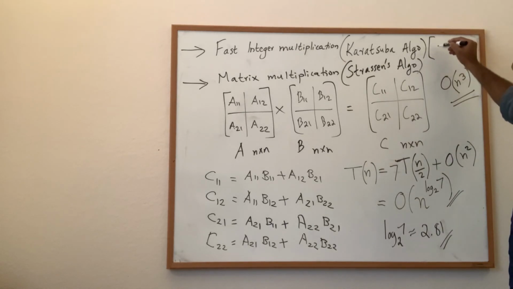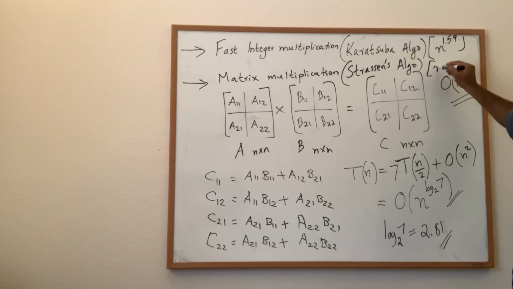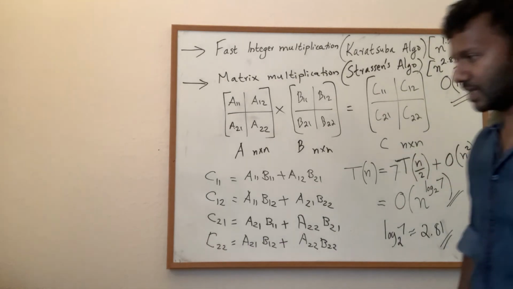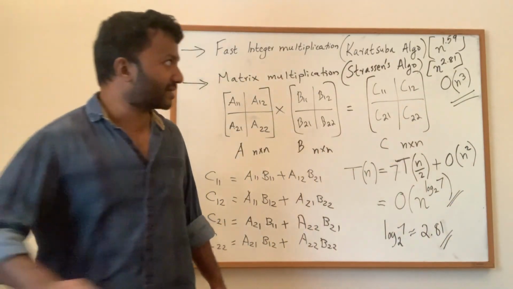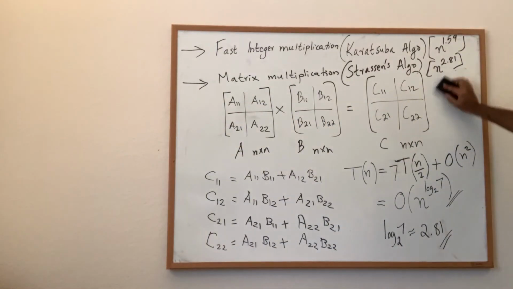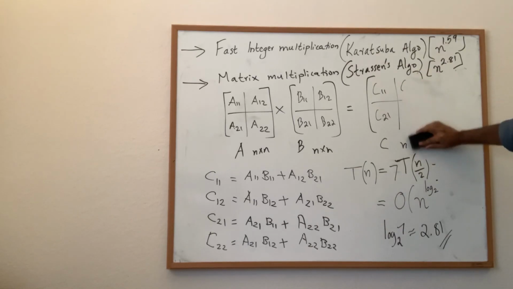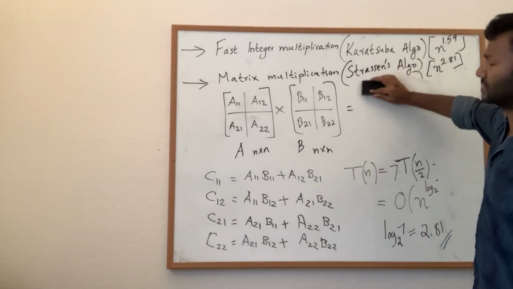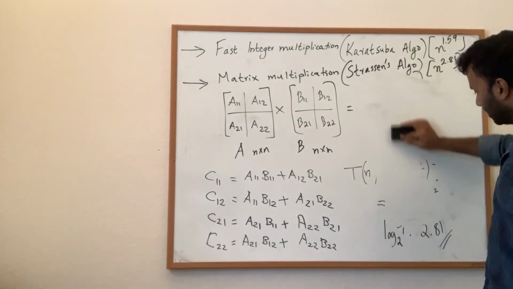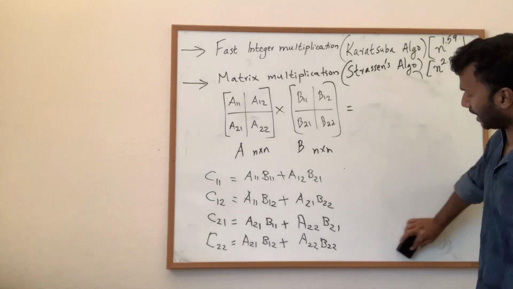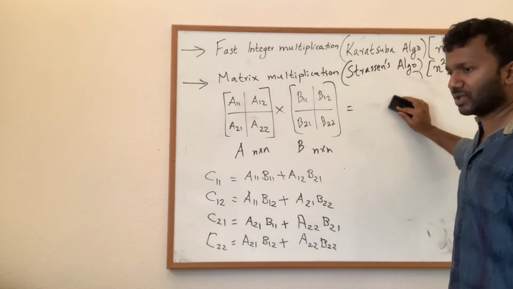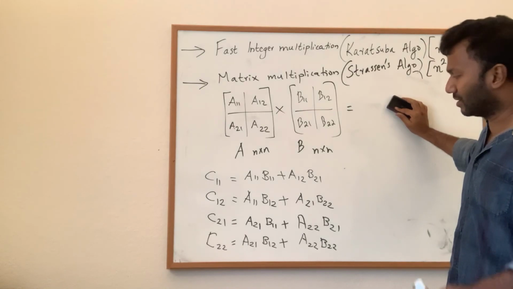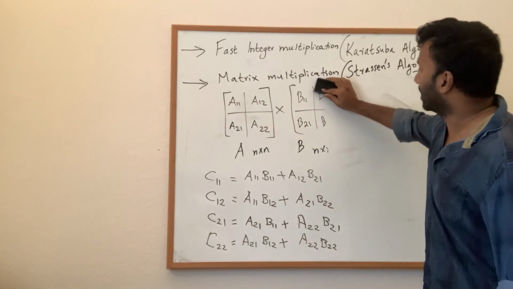So this was n raised to 1.59 and this is n raised to 2.81. Okay, so that is matrix multiplication by Strassen. Just as a note, this is not the fastest algorithm currently known. There are much more advanced algorithms which take something like n to the 2.3 roughly.